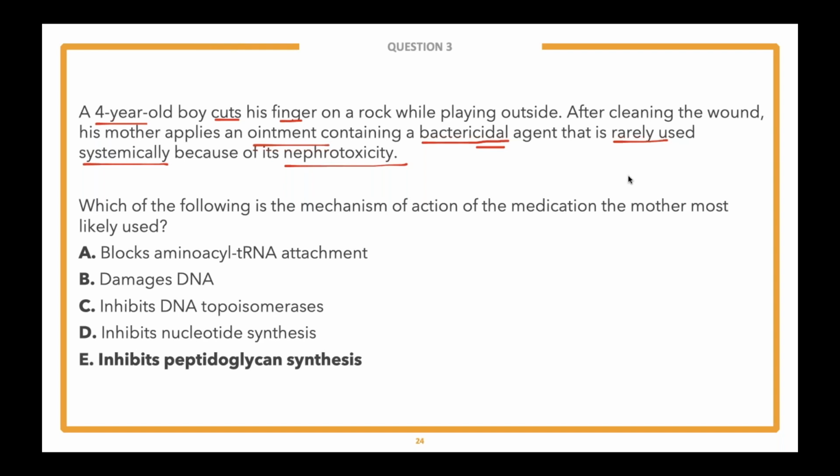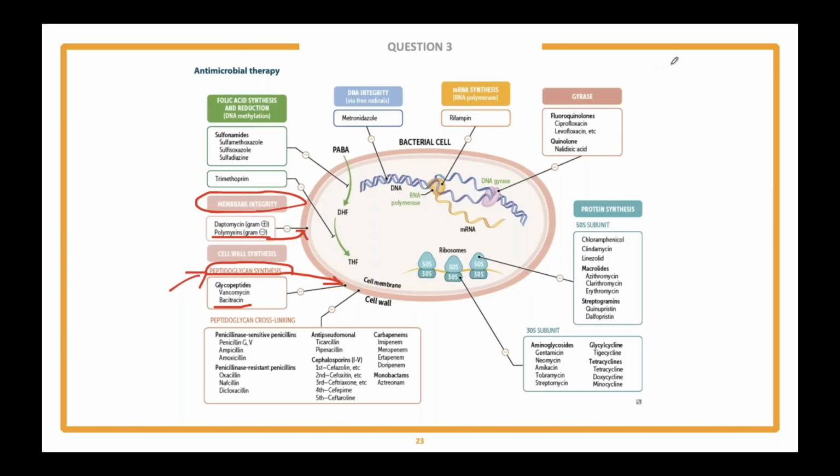When we come to answer choice C, we've actually seen this before on a previous slide as an answer choice, but with a different name. DNA topoisomerases and DNA gyrase are kind of one and the same. So in this one, we're going to be thinking about fluoroquinolones, things like levofloxacin, moxifloxacin, ciprofloxacin. Sean, if you want, flip back to that slide and we can see the mechanism of action up here, inhibiting DNA gyrase, right?